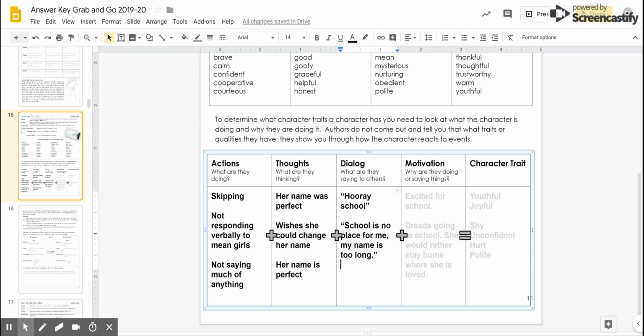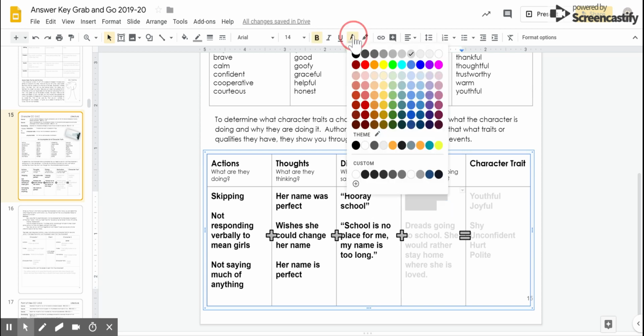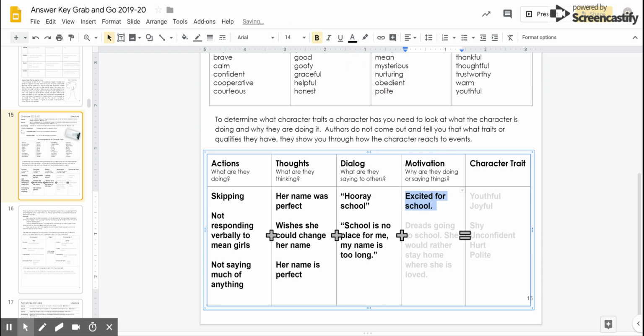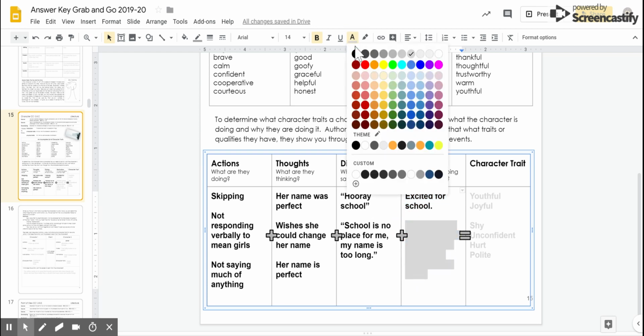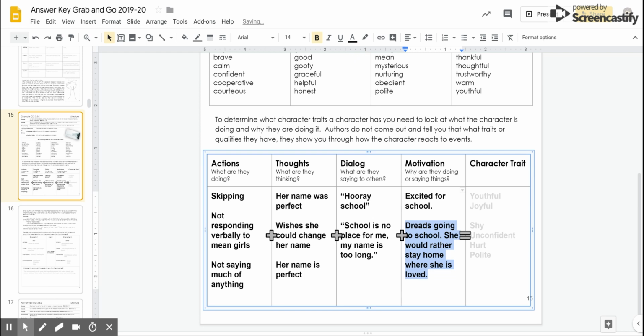So if we look up here at the top, all of those things show that she's excited for school. She's skipping. She thinks her name's perfect. She says, "Hooray for school." But then her motivation changes. Why she does things changes throughout the story. She then begins to dread going to school. She would rather stay home where she's loved, where her parents show her all of that love.